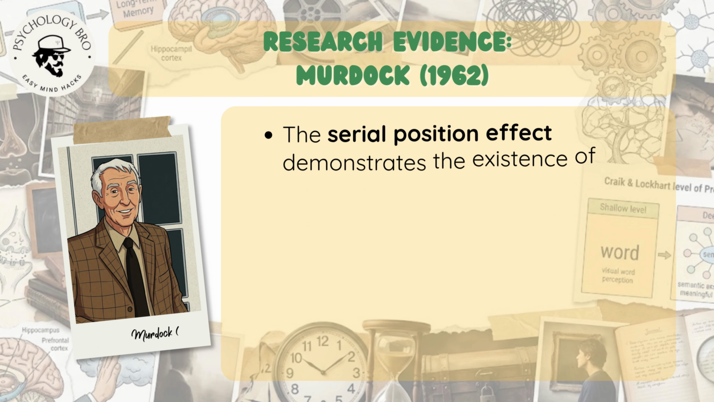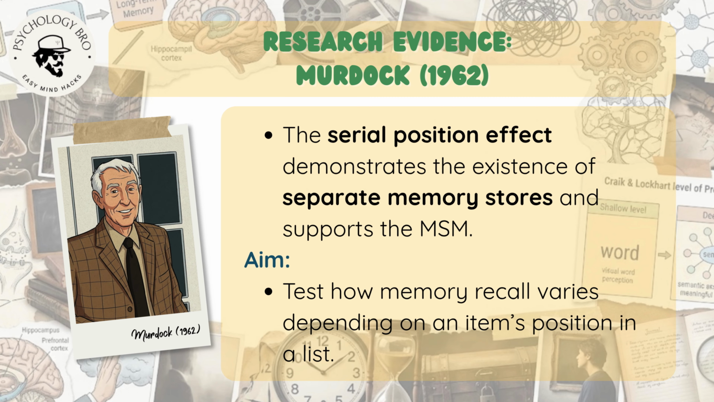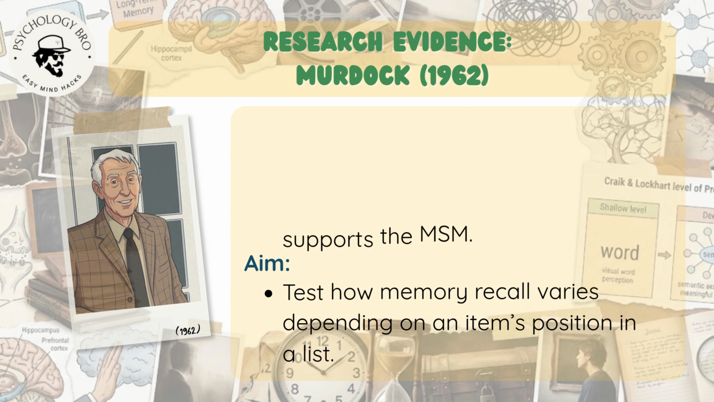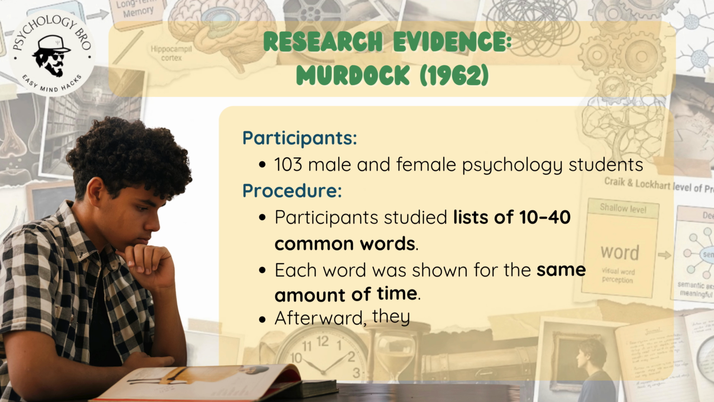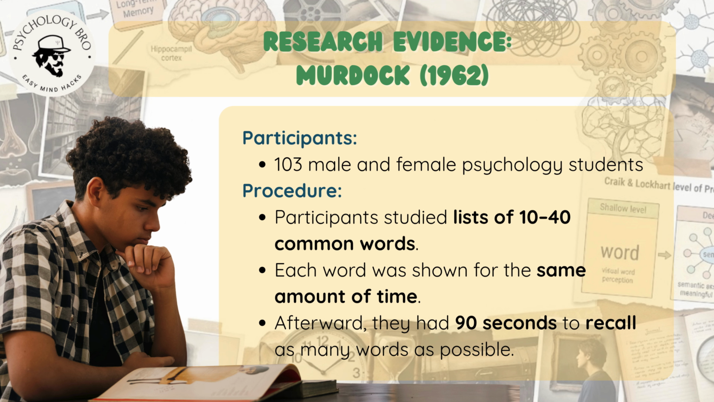The MSM is supported by research evidence, specifically the serial position effect demonstrated by Murdoch in 1962. This effect demonstrates the existence of separate memory stores and supports the MSM. The aim of Murdoch's study was to test how memory recall varies depending on an item's position in a list. For the participants, the study used 103 male and female psychology students. The procedure involved participants studying lists of 10 to 40 common words. Each word was shown for the same amount of time. Afterward, participants had 90 seconds to recall as many words as possible.